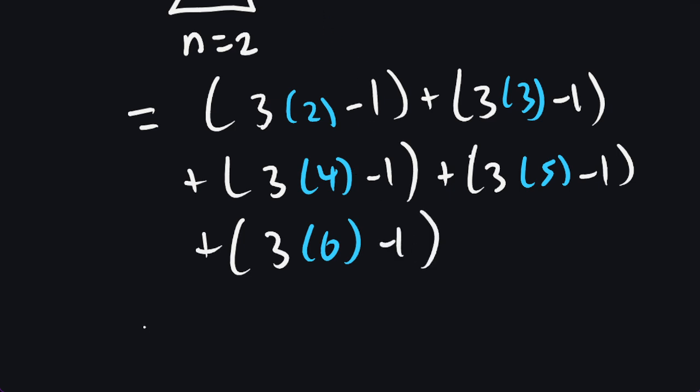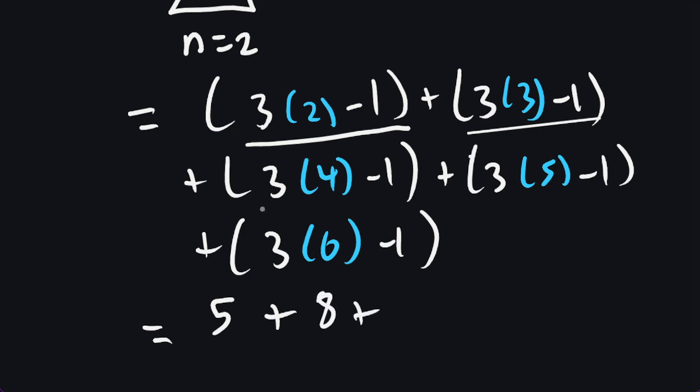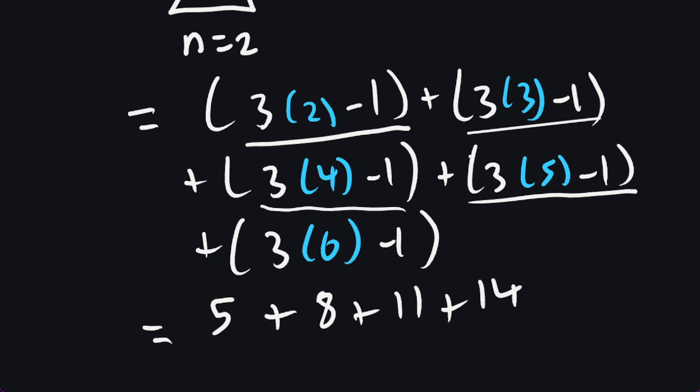There we go. So what is this? 3 times 2 minus 1, so 3 times 2 is 6, minus 1 is 5. Plus 3 times 3 is 9, minus 1 is 8. Plus 3 times 4 is 12, minus 1 is 11. Plus 3 times 5 is 15, minus 1 is 14. Plus 3 times 6 is 18, minus 1 is 17.